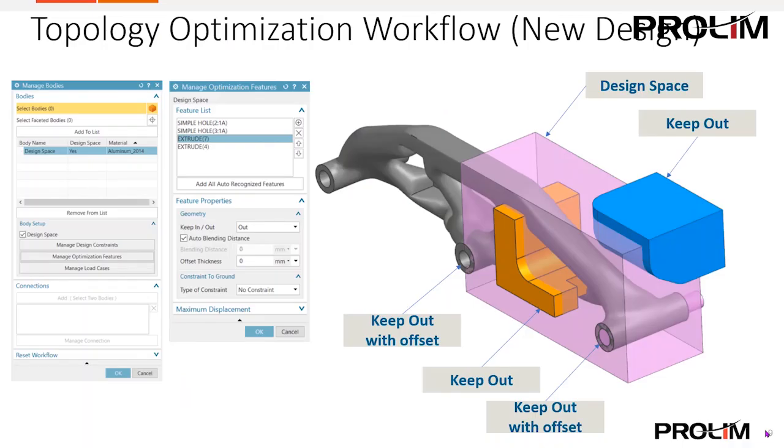Now that we have a body from our optimization, from a new design, let's revisit the steps that we took to get there. We started by adding some simple geometry for our design space, our keep out zones, and also for our holes with an offset. Once we had those bodies created, we went to manage material and added material to these bodies. We then went into manage bodies, selected the design space, and went over to optimize features. We added all the auto recognized features and made them either a keep out or keep in. If there was an offset thickness, we put an offset thickness on them. We fixed the one hole and left all the other holes and materials with no constraint.